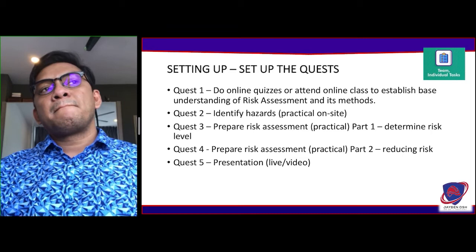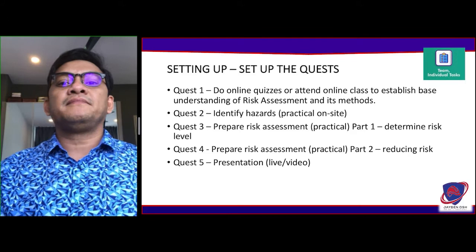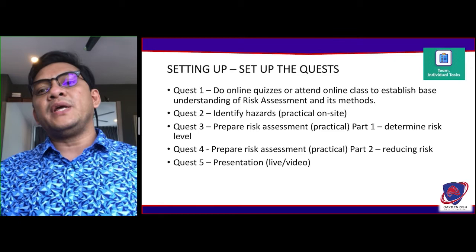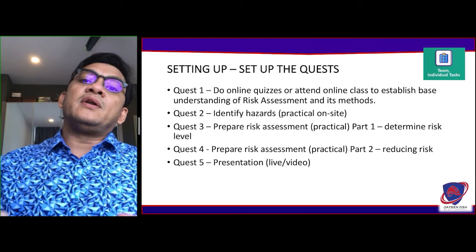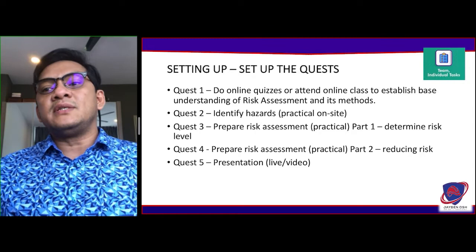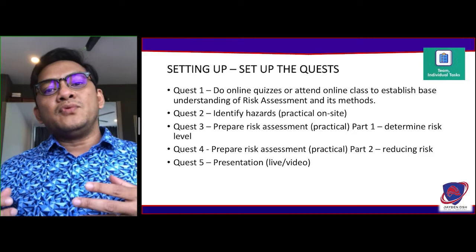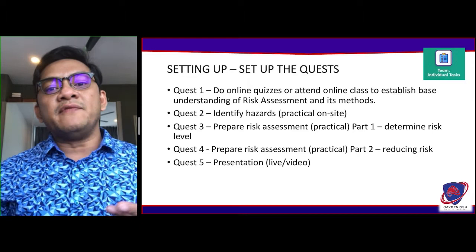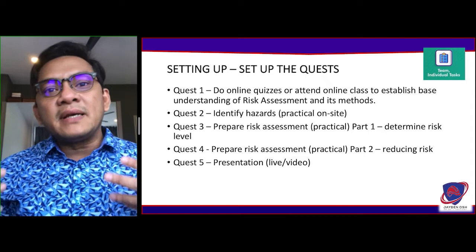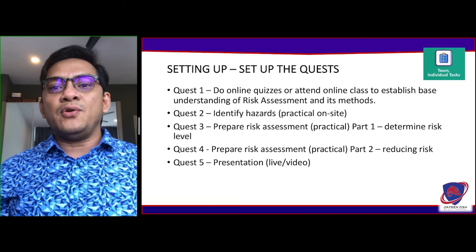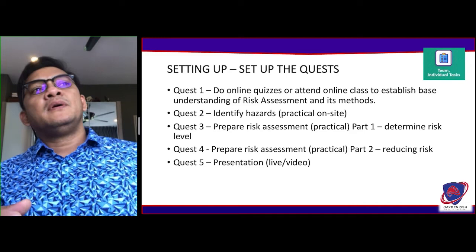Quest number 1, the players need to do online quizzes that I prepared, or you can also put it as an activity. For example, the players need to attend online class. This is important for quest 1 because it establishes base understanding of risk assessment and its methods. And we don't want them to, for the first quest, just do. Okay? Some of the participants might have zero knowledge on what to do. So suddenly they have to do things, and that can be demotivating to some. Because, okay, what am I going to do, I don't know anything. So the first quest will always relate to learning first, before doing it.